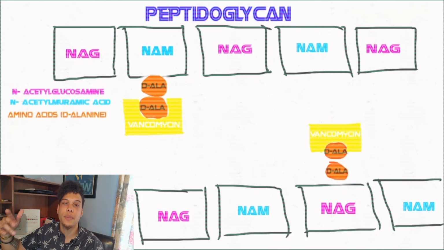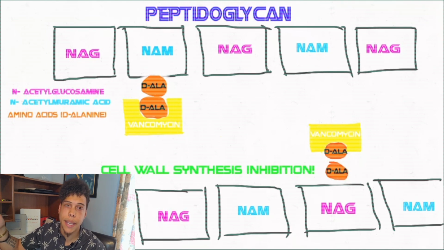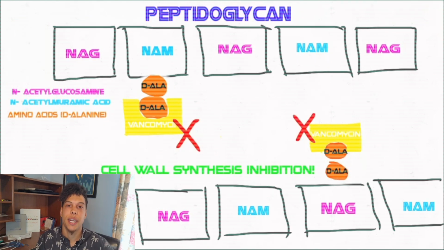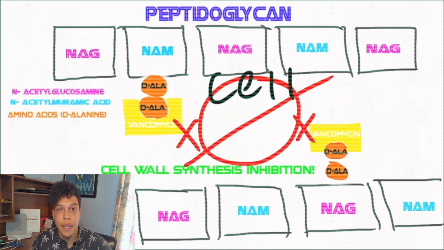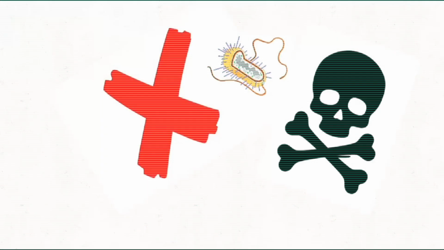Okay, so here vancomycin is binding to the D-alanine terminal end of the peptidoglycan side chain, and vancomycin does its job. Cell wall synthesis is effectively inhibited, which results in cell death. Alright, not too scary, right?